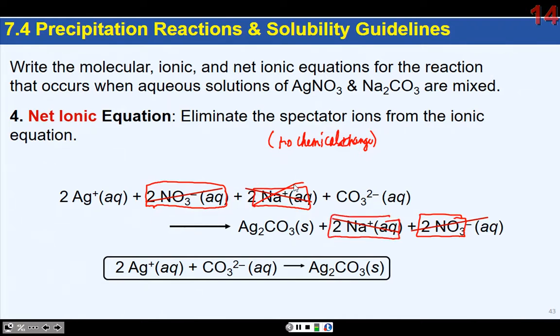So omitting them, eliminate them from the equation, then we have what remains down here, the net ionic equation. The net reaction then for silver nitrate with sodium carbonate is to see that the silver has combined with the carbonate to make this solid silver carbonate.